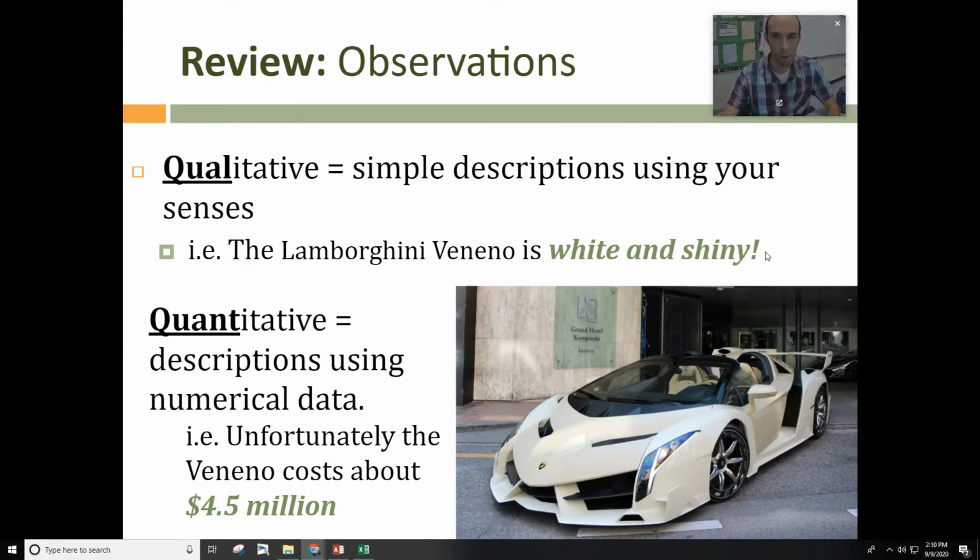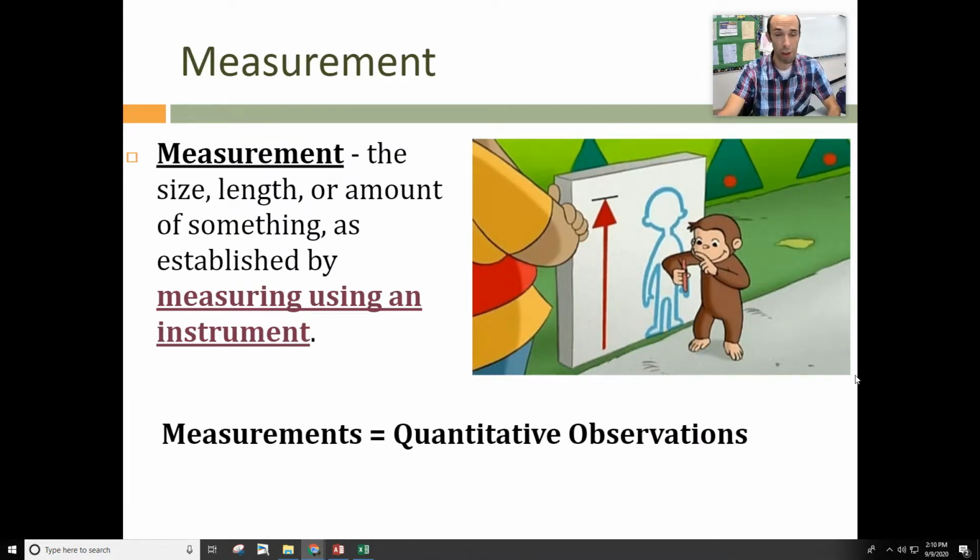Now, one thing I want you to be aware of is that a measurement is really a quantitative observation. When you measure something, and you're going to do this all year long in Earth Science, you're going to be measuring things using an instrument, right? Figuring out the length of something with a ruler, figuring out the mass of something using a balance. So these instruments help us make determinations as to the size or the amount of something. And so it's really a number that we're describing of that thing. Okay, so just realize that any measurements are all observations, quantitative observations.